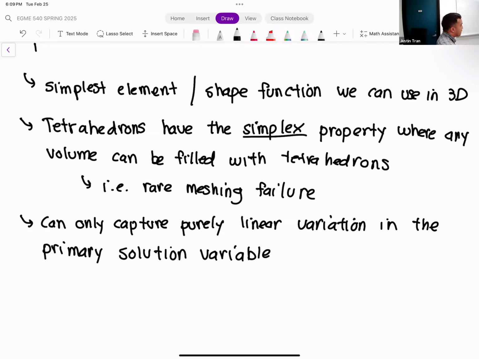Just like we discussed earlier today, if your primary solution variable has a pure linear dependence, a very simple case where maybe you just have a load in one direction and your variation is only in that direction, then you can capture it. Anything more complex than that, a linear tetrahedron is going to struggle to capture. Sometimes it's not going to do too bad a job, and if your mesh is fine enough, even a linear tetrahedral element will still be sufficient. But oftentimes this places a lot of burden on the amount of elements that you need.